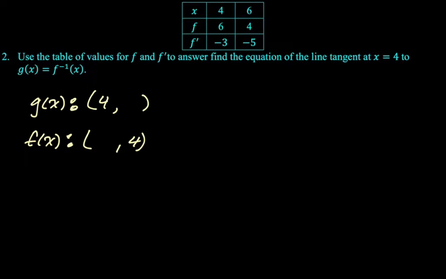Now I go to the table and I just look for where the y value is equal to 4. I can see that that's here. It's at x equals 6. So the ordered pair for f is 6, 4, which means on g it's 4, 6. All right, so that's like half the setup.